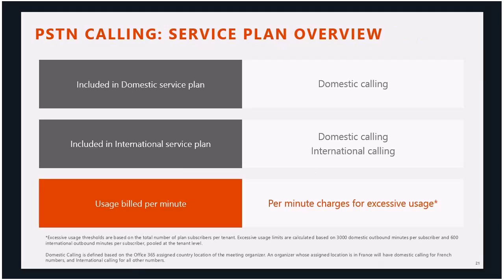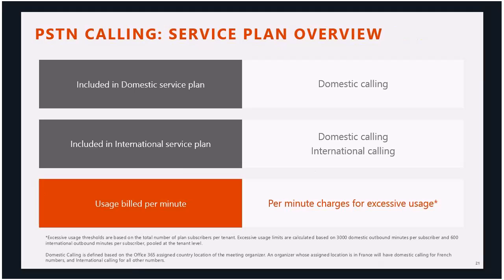The limit is 3,000 minutes per user per month, pooled at the tenant, very similar to how storage works. If you have 100 users and they're all enabled for PSTN calling, you're going to get 300,000 minutes pooled across the company. Some users will use more than 3,000 a month, some users will use far less, so it's all pooled. In the international calling plan, they also get an additional 600 minutes for international calls. If it goes over those limits, charges will apply.